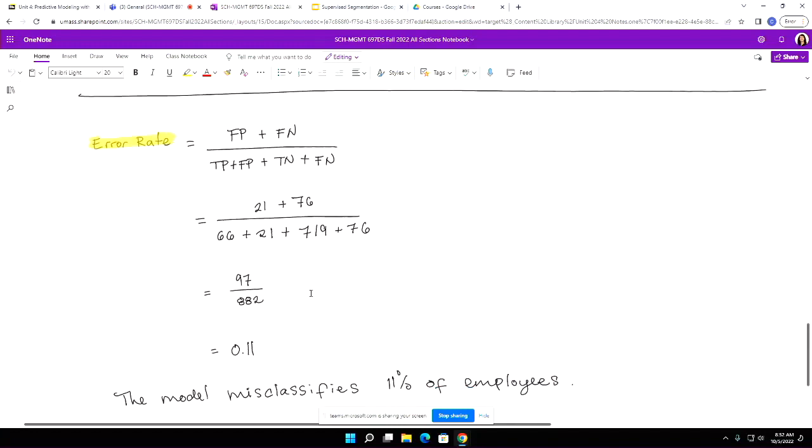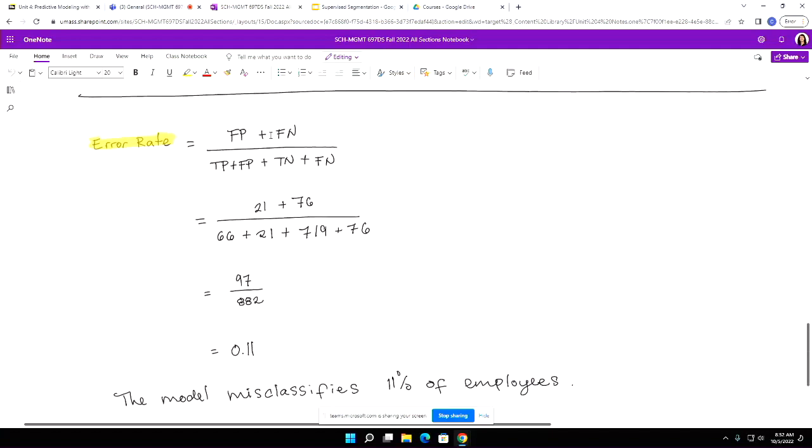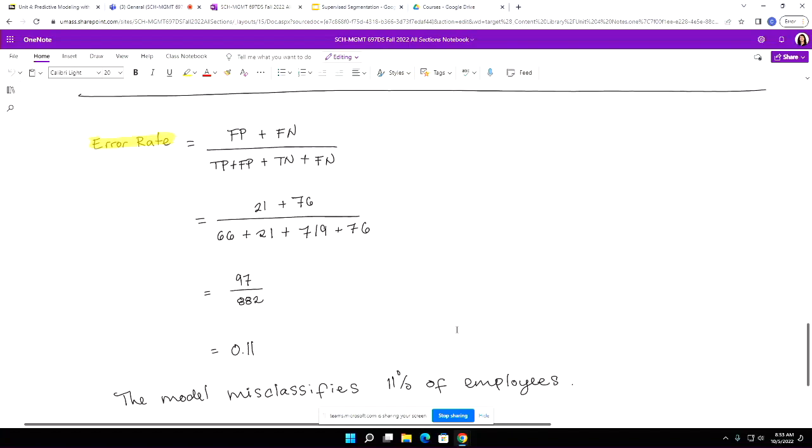And finally, we have error rate. I forgot there was one more here. The error rate is pretty much the exact opposite of accuracy. If the accuracy is 89%, then the error rate must be 11%, and that can be calculated from the matrix. That can be interpreted as 11% of the time the model incorrectly classifies the employees.